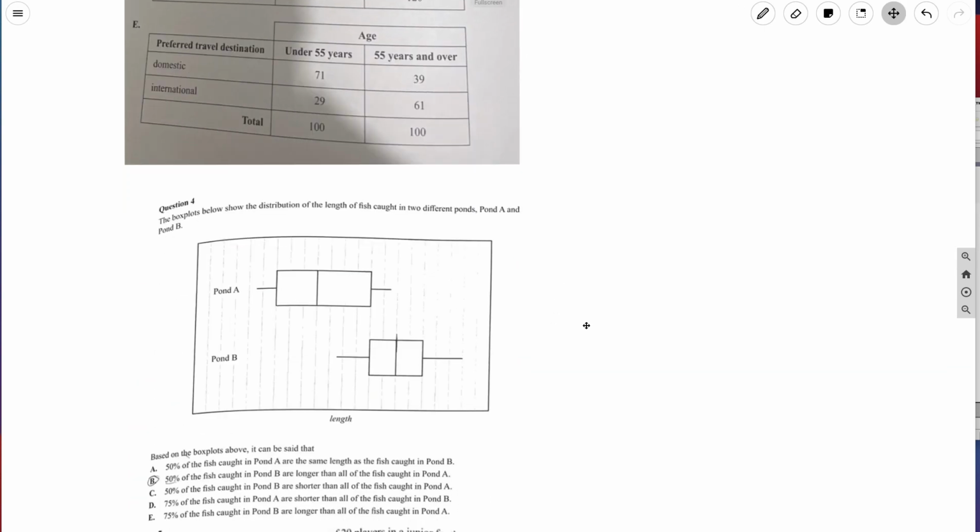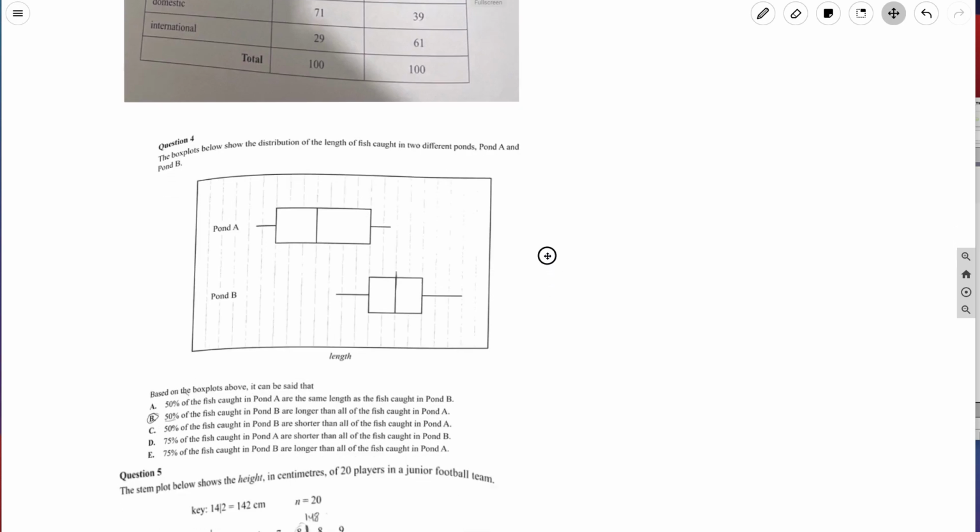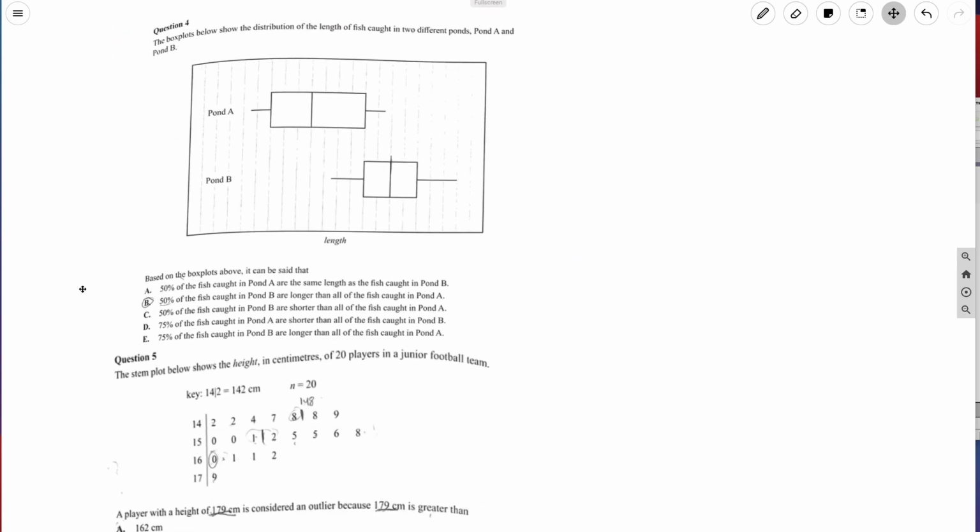The box plots below show the distribution of the length of fish caught in two different ponds, pond A and pond B. So usually you're comparing these.